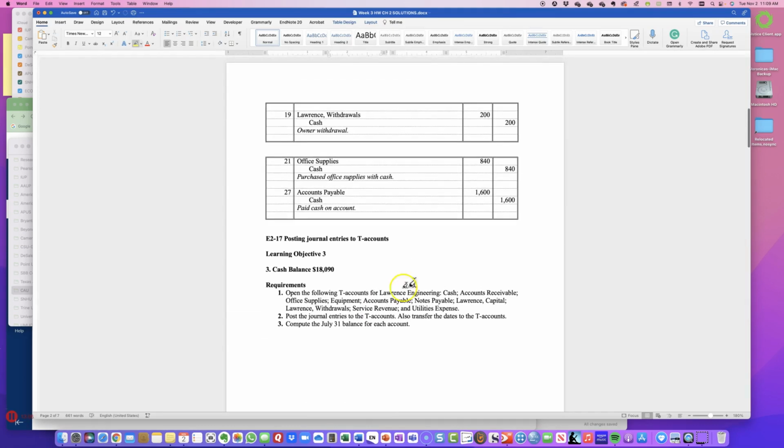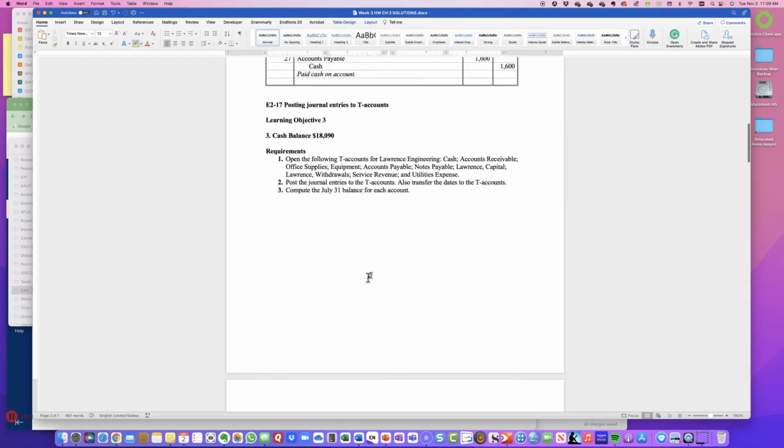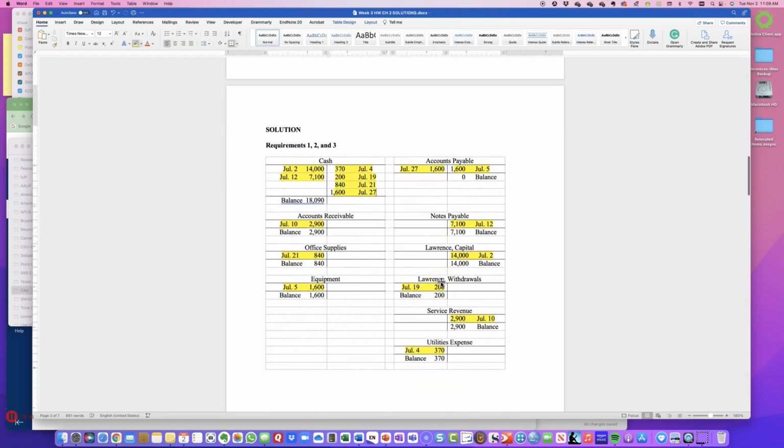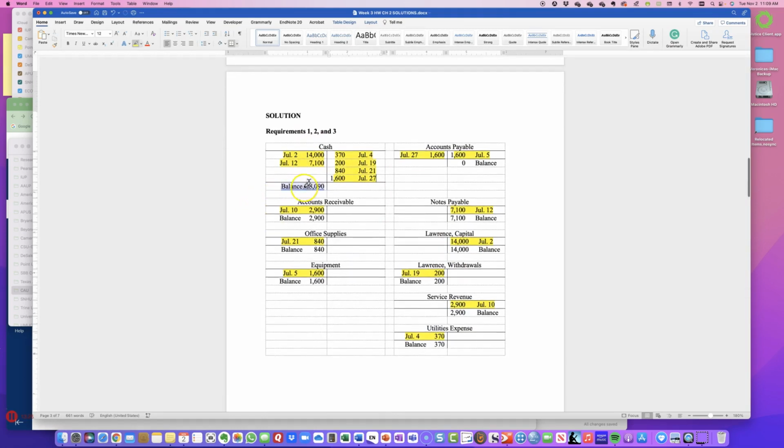And then our very last entry on July 27th is that we paid cash on account. So we paid off our accounts payable. So we see here that we're going to debit accounts payable, and then we're going to credit cash on July 27th. And then if you add up your balances, you would add up these two amounts and subtract these, you will get the balance of $18,090. And then you see here that we paid this off, so it's a zero balance.